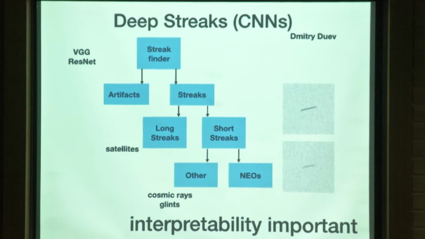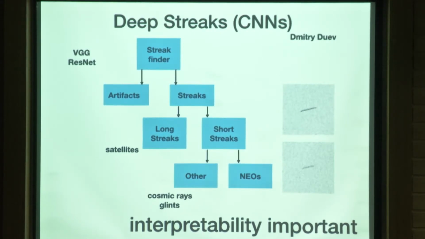So the way we have constructed this deep learning flow for streaking asteroids is that there is a streak finder at the top, and we use two different networks, deep networks. One is called a VGG, which is a few layers, whereas ResNet, which has far more layers. So you have a streak finder. We separate artifacts and streaks using one network at the top, and then the streaks are then separated into long streaks, many of which will be satellites. So they go here, and then short streaks.